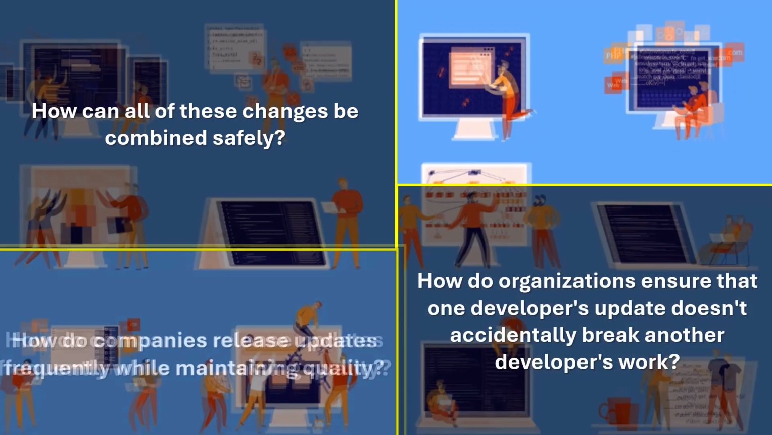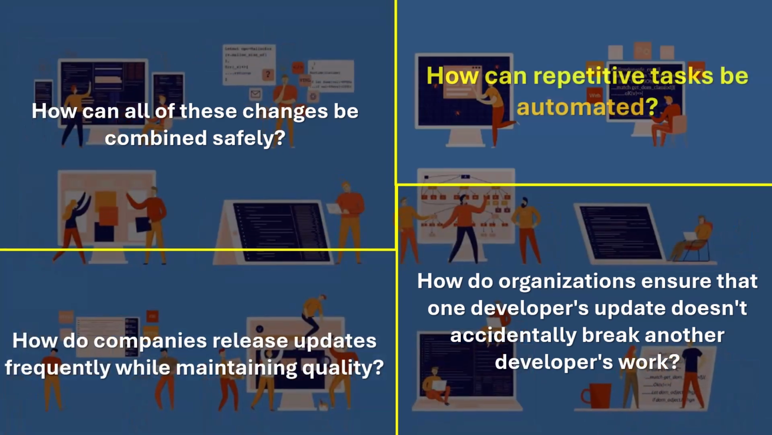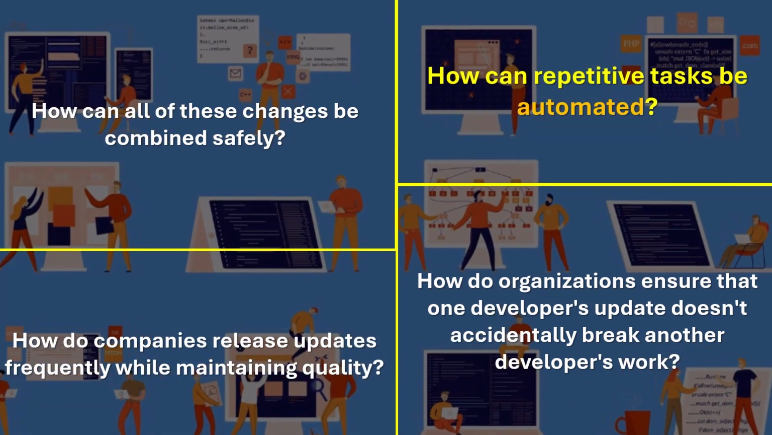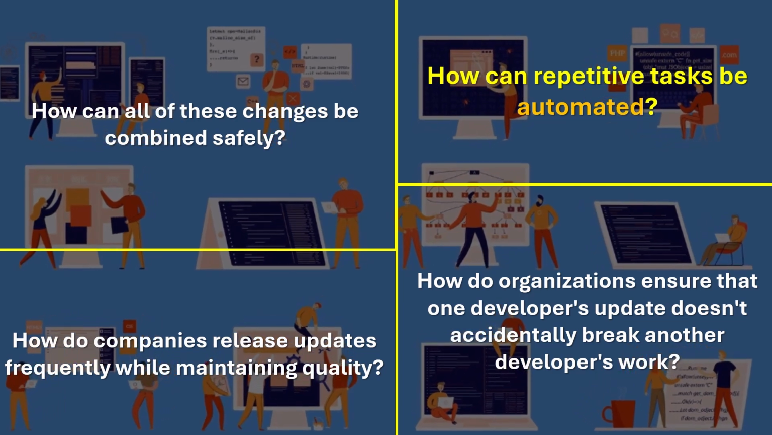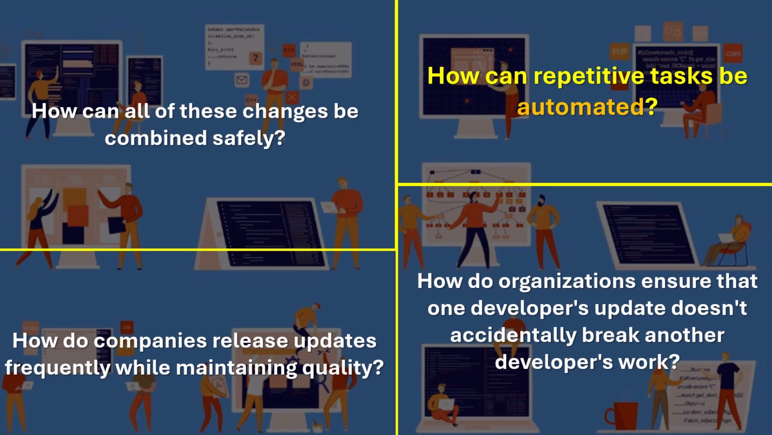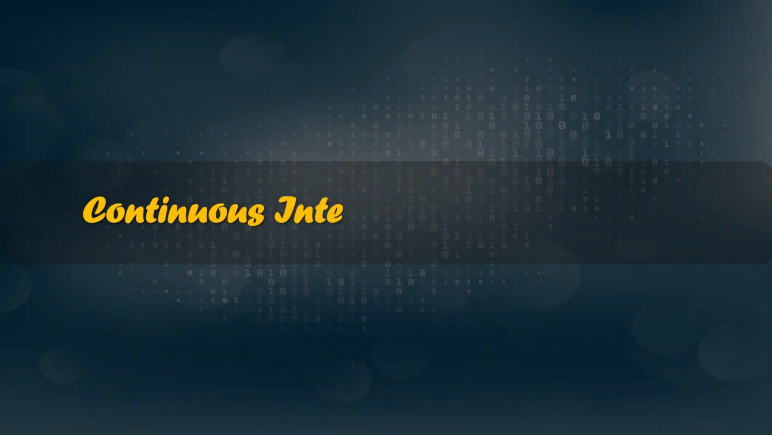How do companies release new software updates so frequently while still maintaining software quality and reliability? How can all of these repetitive activities be automated instead of being performed manually every single time? These are exactly the questions we will answer in today's lecture. So today's session introduces us to one of the most important practices used in modern software engineering and DevOps environments, that is continuous integration using Jenkins.